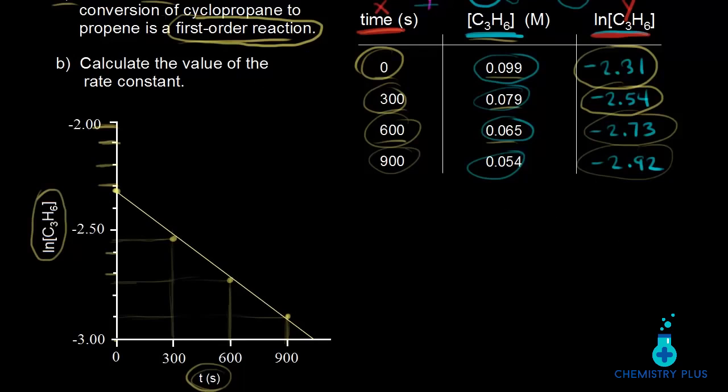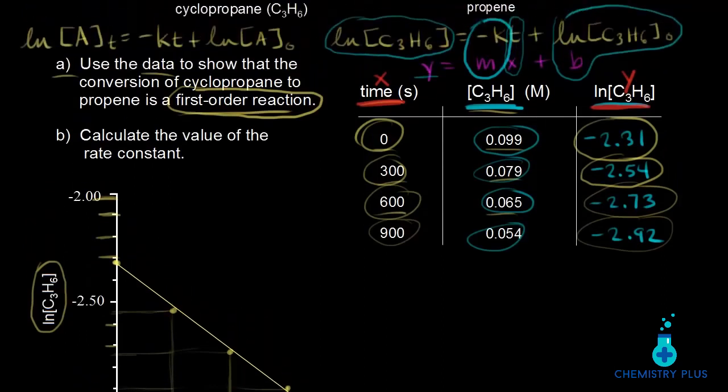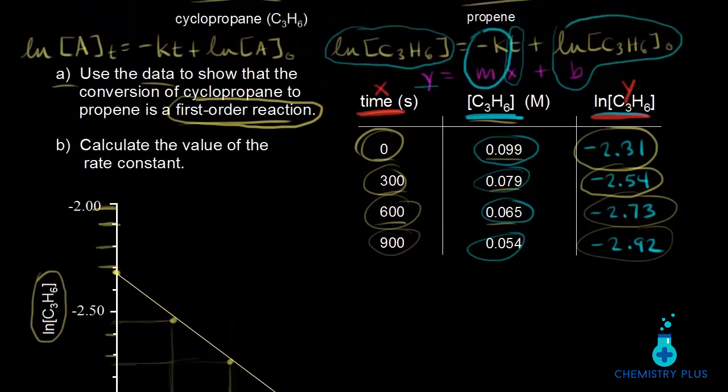So the points fall on our straight line. So we can say that the reaction is first order. All right, so this reaction is first order. We plotted everything, and we got y is equal to mx plus b. So we're done with part A. Because we got a straight line here, we can say that this is a first order reaction.